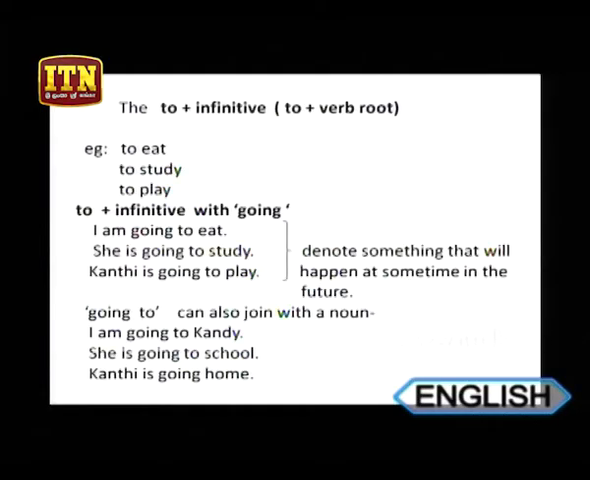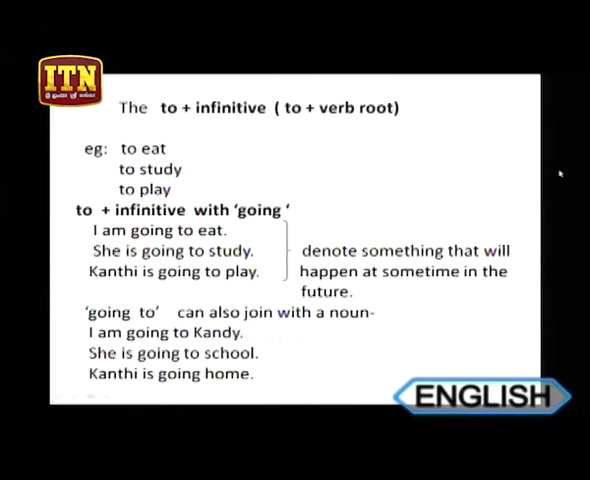I'm going to eat. Now the verb that follows the infinitive remains as the root. She is going to study. Now the word "going to" indicates the future. It does not indicate a continuous verb. Kanti is going to play. Now you don't say "Kanti is going to playing". If you say "Kanti is going to playing", that's wrong English. So always remember the "to" infinitive is followed by a verb root. It denotes something that will happen at some time in the future.